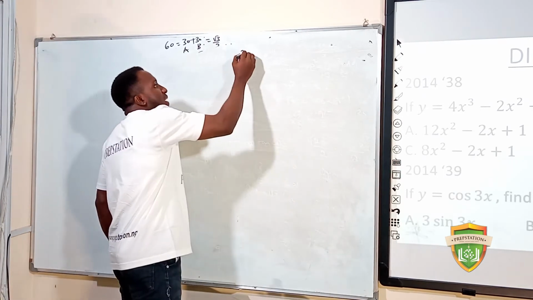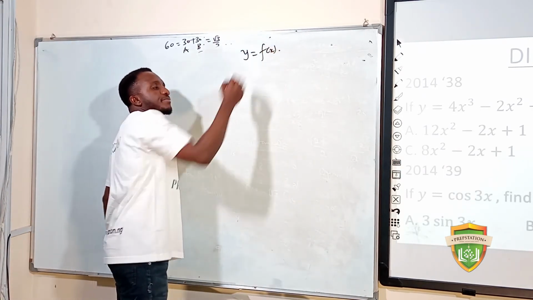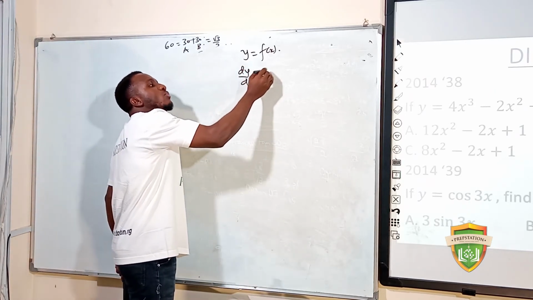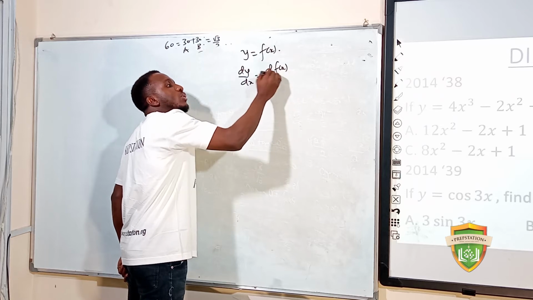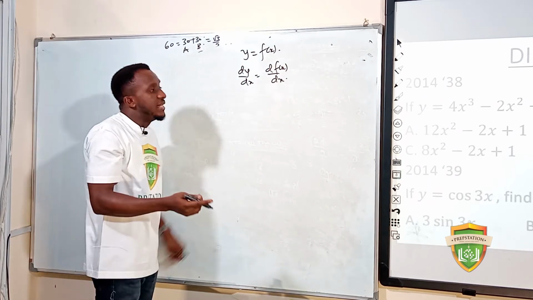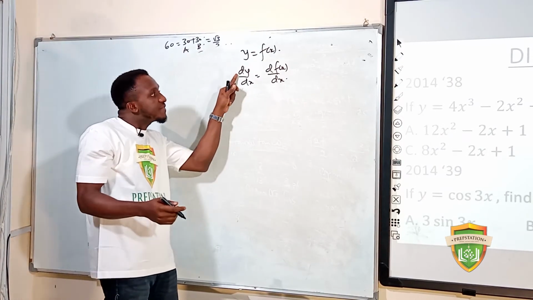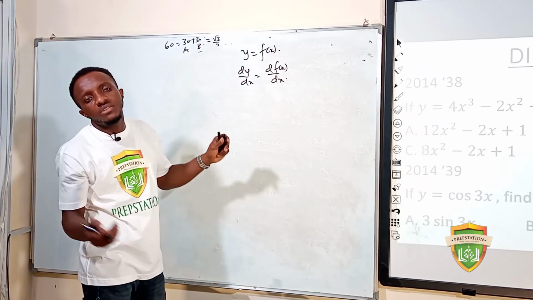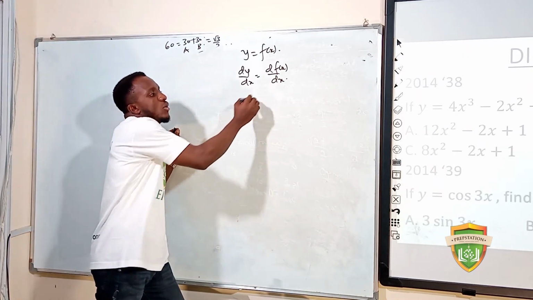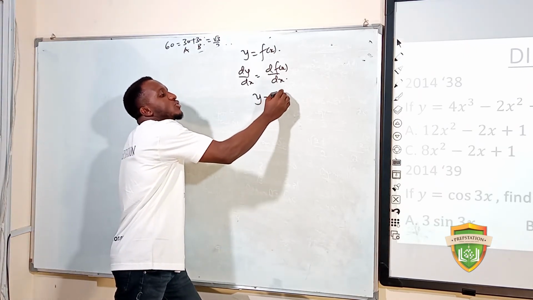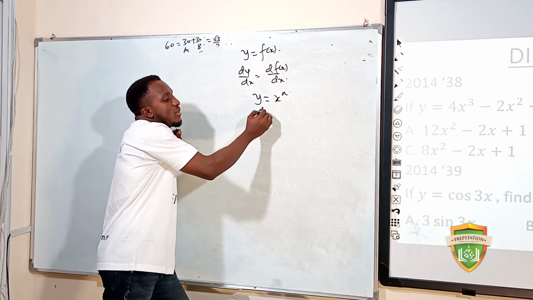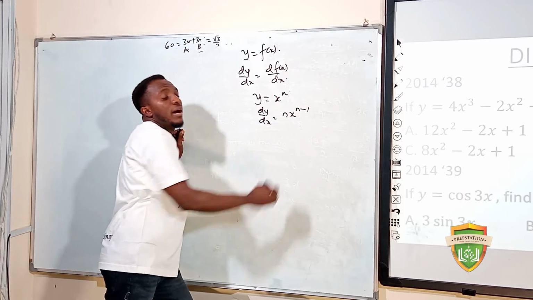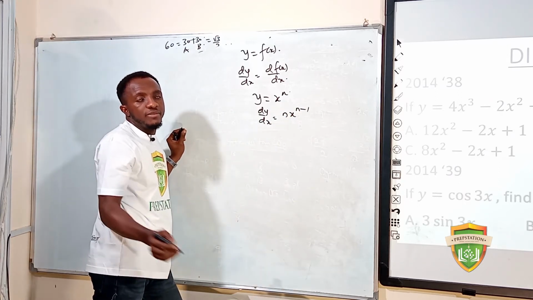Now, look at this. If y is a function of x, okay? So dy/dx simply means we differentiate the function with respect to x. So how do we differentiate a function with respect to x? Look up. If y is x raised to the power n, dy/dx is simply nx raised to the power n minus 1. Let me give you an example.